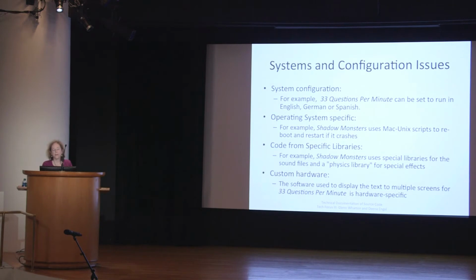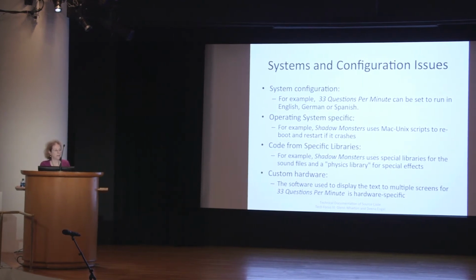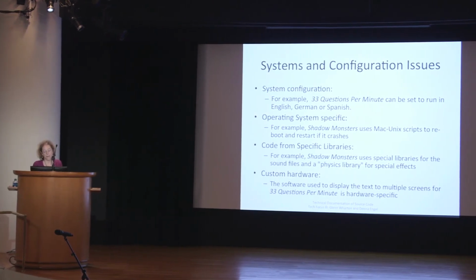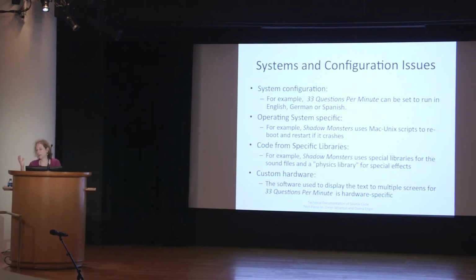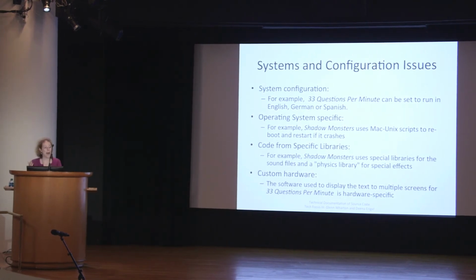We also found situations where the source code revealed operating system specific artifacts. So for example, you saw in the picture of Shadow Monsters, there were only 2 people playing with the work. But you could imagine that if there was a class of kindergartners in the room, that piece would crash pretty quickly. And in fact, what happens is it reboots the machine and restarts, but it is programmed in such a way on the operating system level as to facilitate that, so it's not quite transparent to the user, but very close.